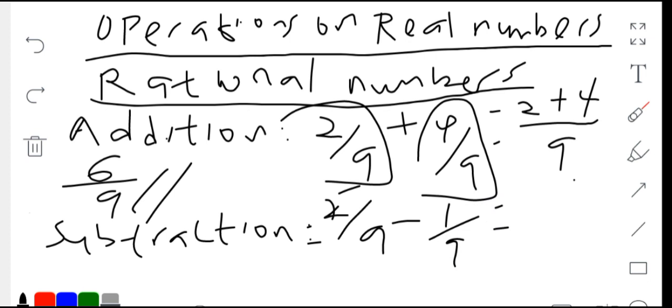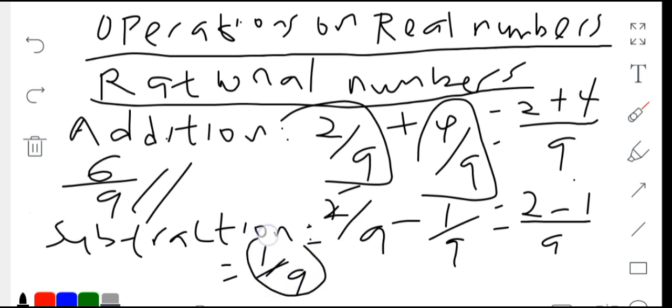Find the LCM, that will be 9. 9 in 9, 1 times 2 is 2. 9 in 9, 1 times 1 is 1, minus 1. So our answer is going to be 1 over 9. You can see that we got a rational number here too. That means subtraction of a rational number from a rational number will always give us a rational number.